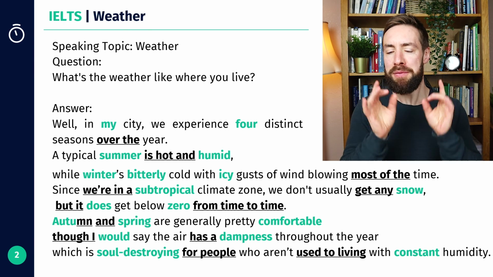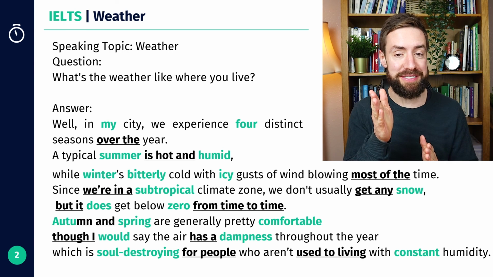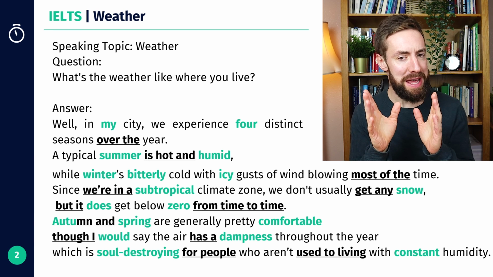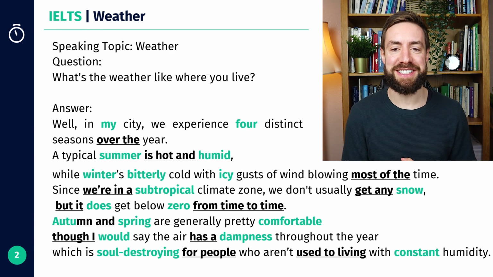My question for you, what's the weather like where you live? You can answer in a very simple way or in a long way. Write your answer down here.